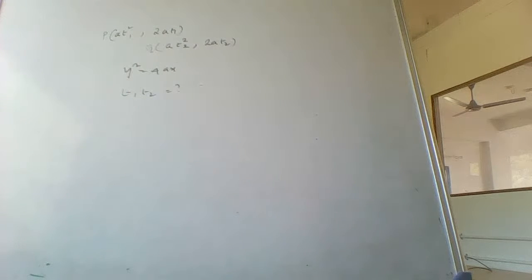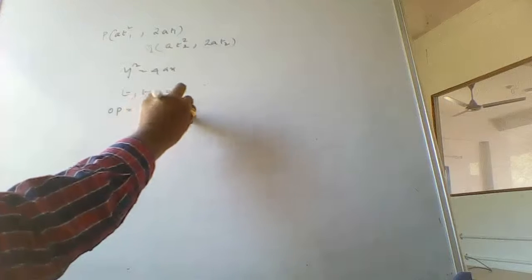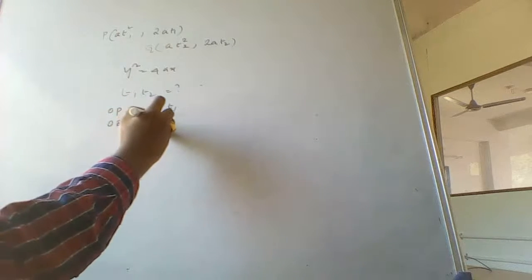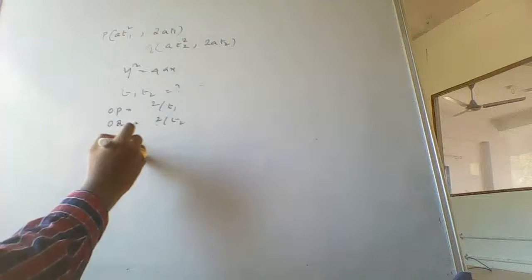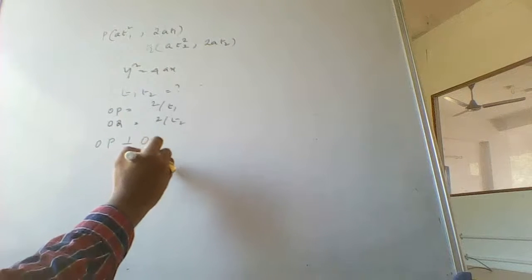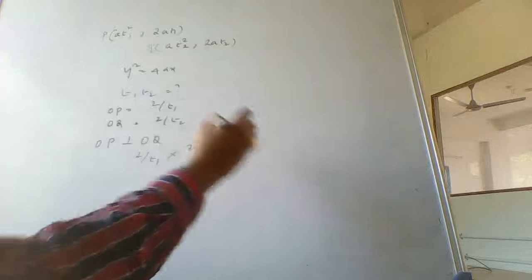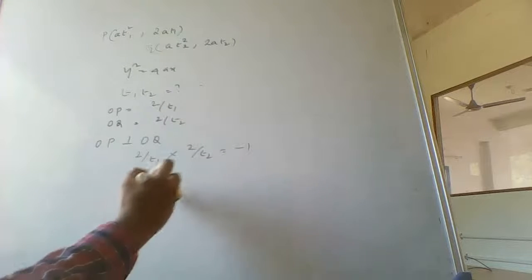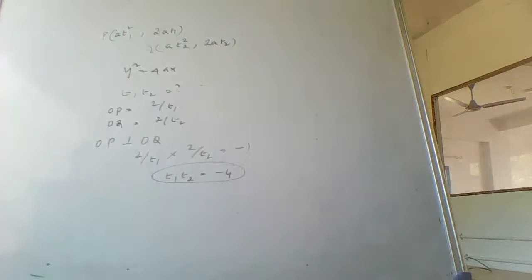If you notice, the slope of OP will be 2 by t1, and the slope of OQ will be 2 by t2 from the given problem itself. So OP being perpendicular to OQ, the product of the slopes, 2 divided by t1 and 2 divided by t2, results in -1. So this results in t1 t2 equal to -4. Let us move on to the next problem.